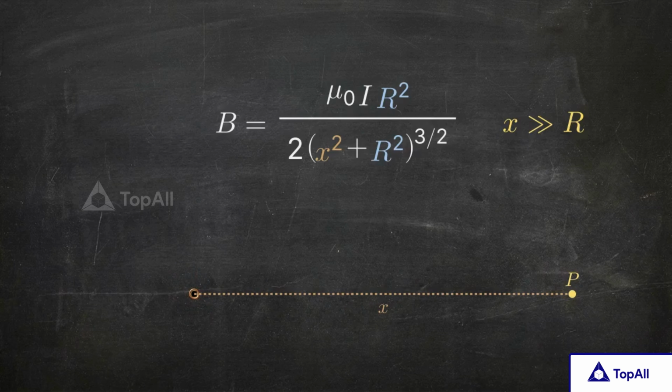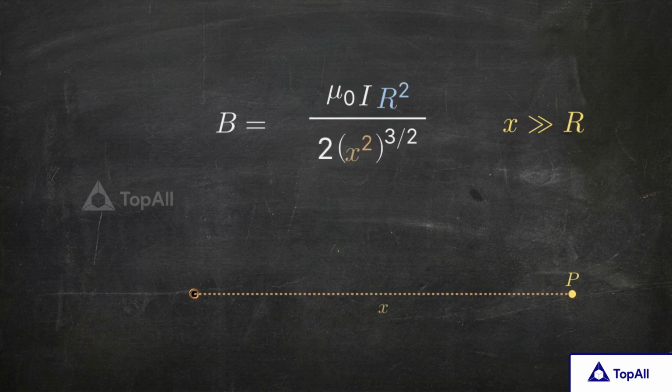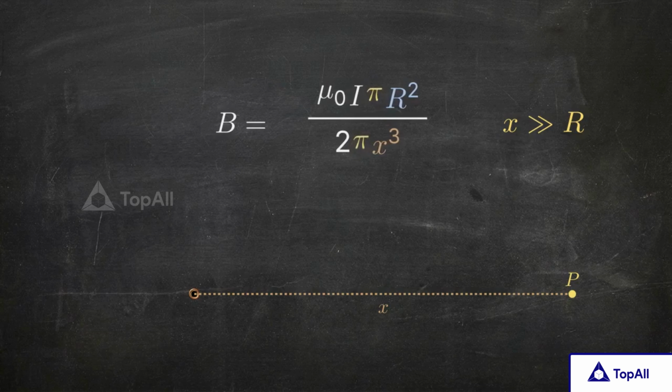We remove the r² term, and the bottom of the fraction simplifies to x cubed. Next, we multiply both the top and the bottom of the fraction by pi. We can now group pi and r² together, which represents the physical area of our circular loop, denoted by A.